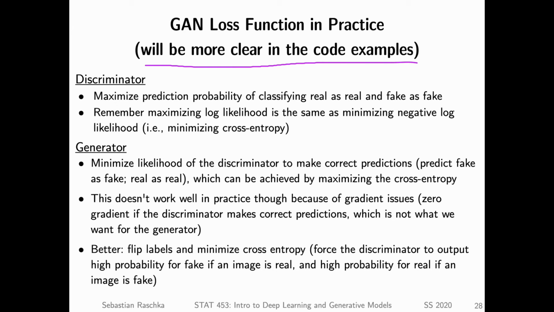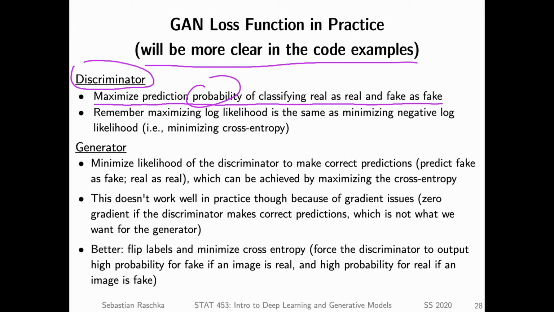So for the discriminator, we have the following setting: we want to maximize the prediction probability of classifying real as real and fake as fake. So what we want to do here is maximize a likelihood. I call this prediction probability, but you can think of it as a likelihood, because we are not changing the probability of the data. We are just changing the outcome of the discriminator. So we can use the maximum likelihood approach here.